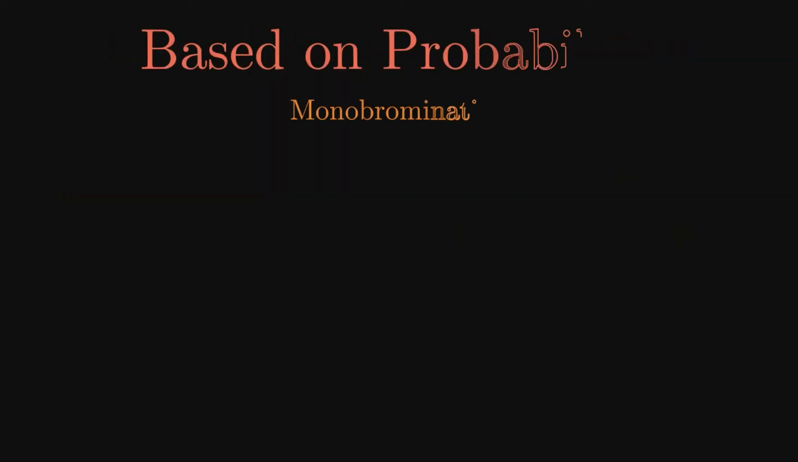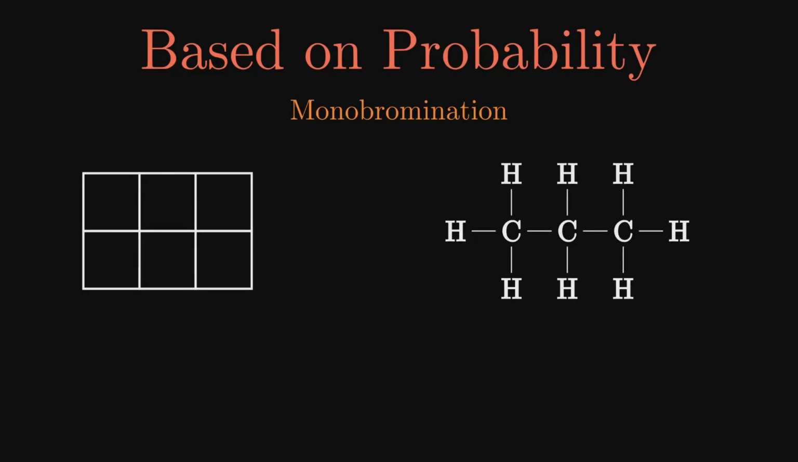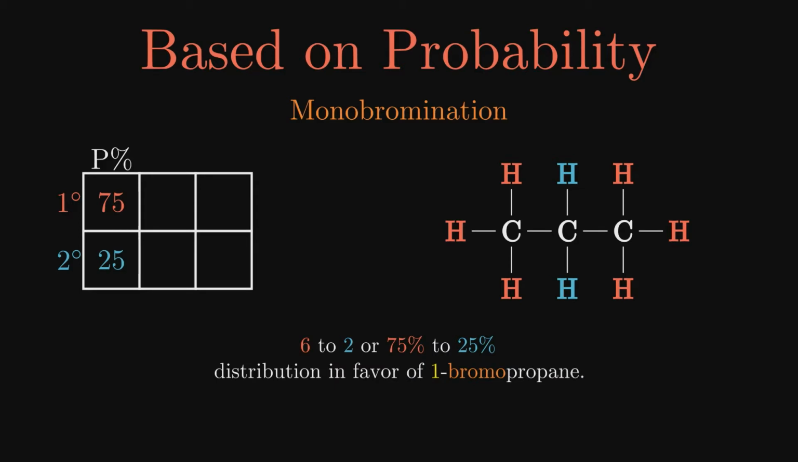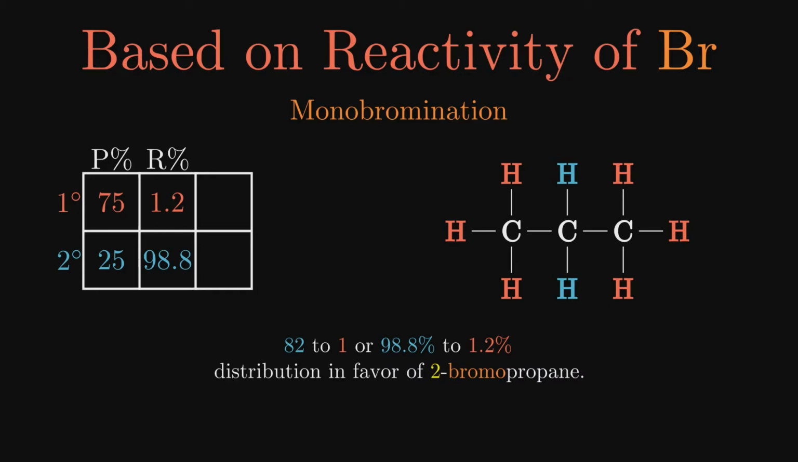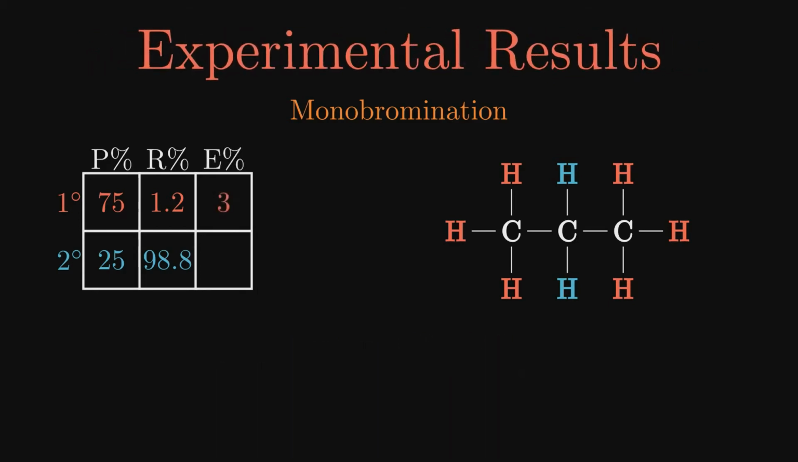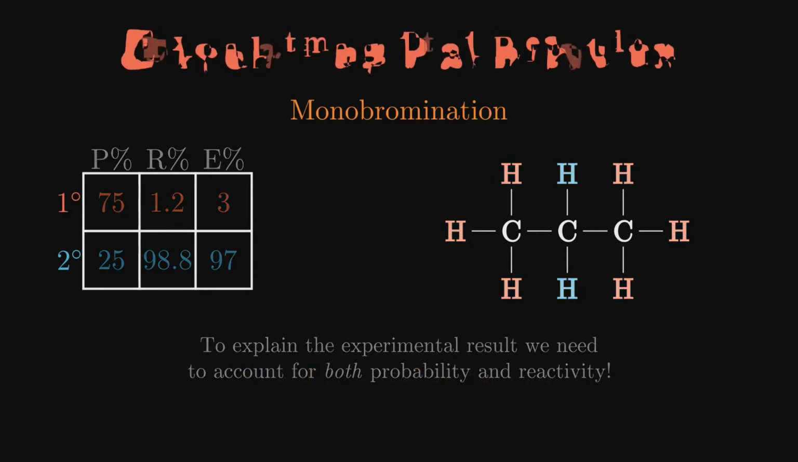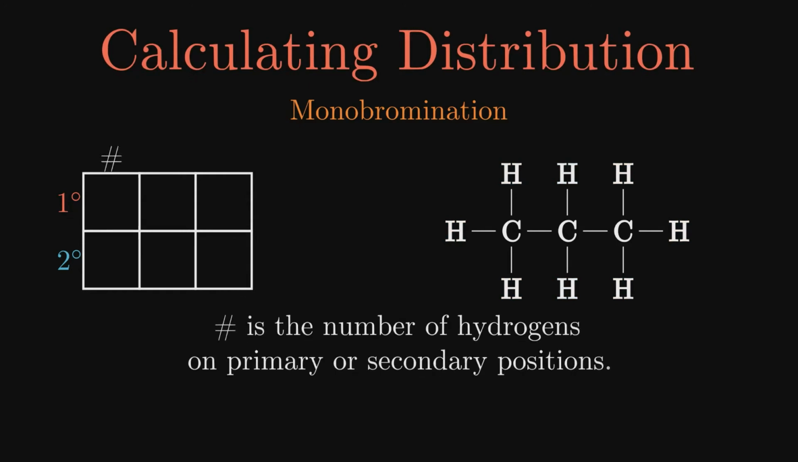So now let's try and figure out what happens with bromine. The probability of bromine landing on one of the 6 primary positions is 75% and 25% for the 2 secondary positions. Based on the rates at which bromine forms primary and secondary radicals, we would expect 98.8% of the product to be 2-bromopropane. However, once again, the experimental distribution does not match either the probability or the reactivity predictions. So if we perform the same type of calculation for bromine that we did earlier for chlorine, we should end up with a distribution that closely resembles experimental results.